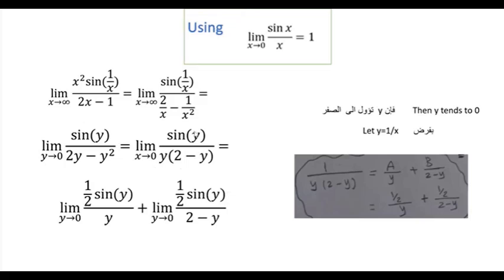Now, I have two limits. The first one, exactly applying sin x over x, but you have sin y over y when y tends to 0, is 1, so the first limit is half. The second limit, when I put y equal to 0, I have 0 over 2, which is 0, so the final result is half.